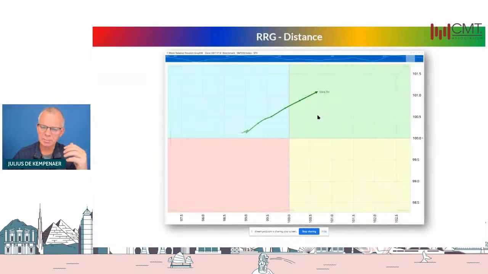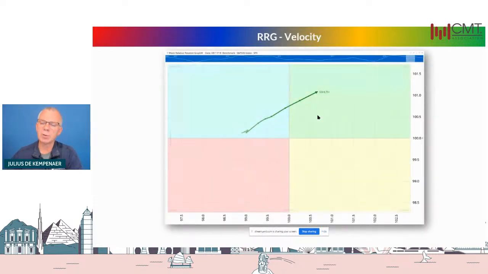The distance measures the distance on the RS ratio scale, the distance on the RS momentum scale, and then we can calculate the distance of the point of the last node towards the center of the chart by basically using Pythagoras' theorem, which you've all learned in high school. And if you haven't, look it up, because it's very important when you want to calculate distances on a scatter plot or anything else.